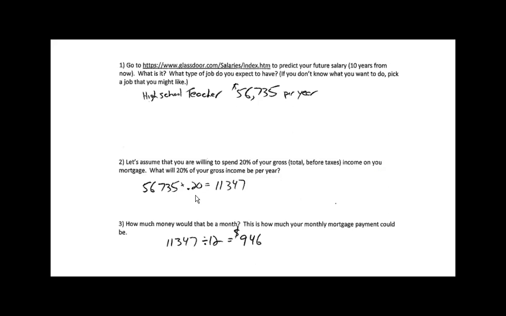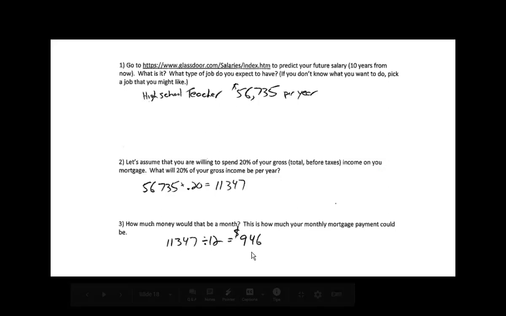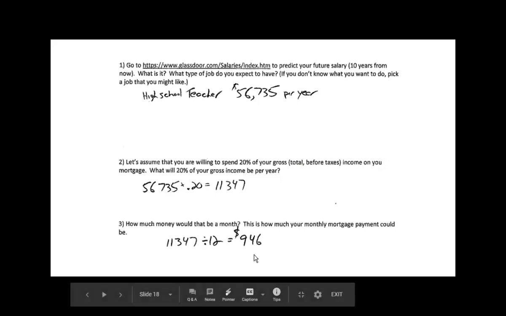So that's why 20% doesn't seem like a lot, but you consider it's your gross income, right? It actually is a lot of money. So here, of course, there's 12 months in a year. I want to know what my monthly payment could be. So of course I divide that number by 12 and I get this number, $946. That is the number that I have available for my mortgage payment.